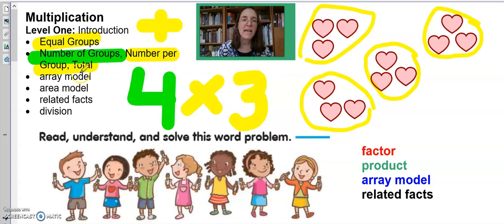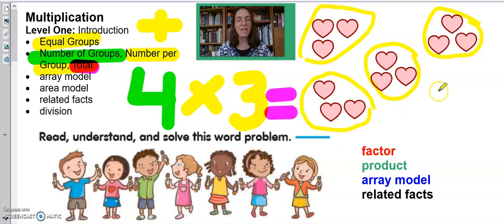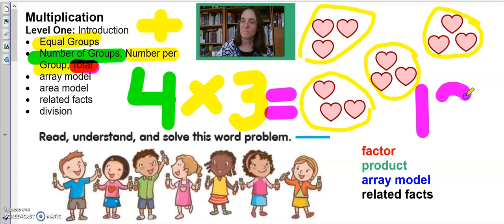Now then we of course have the total. And the total would be the answer to a multiplication problem, which we also call the product. So the total of 4 times 3 happens to be 12.